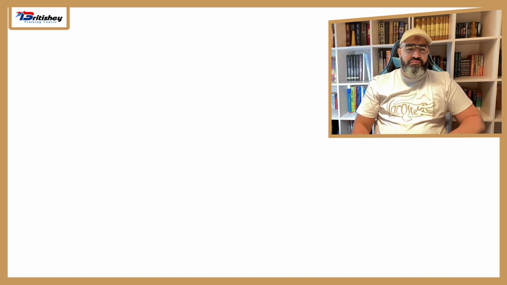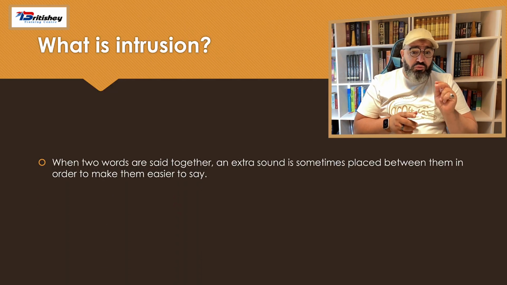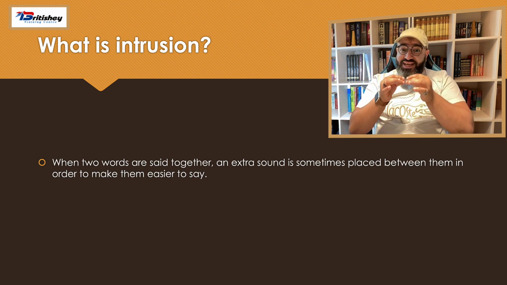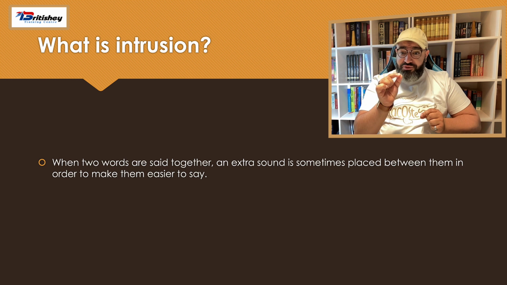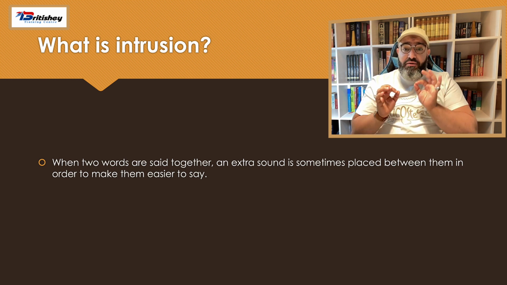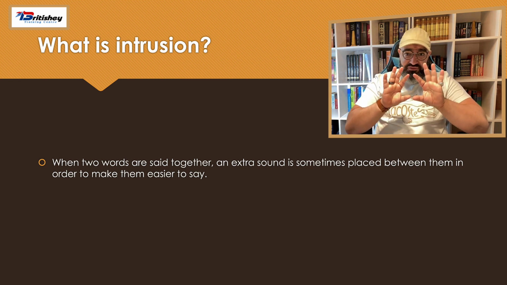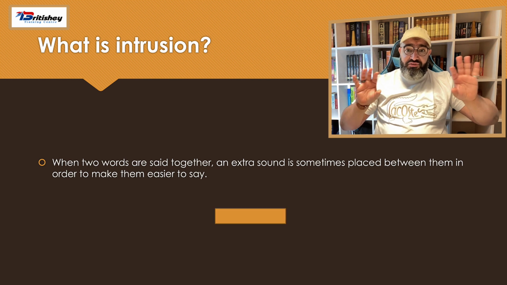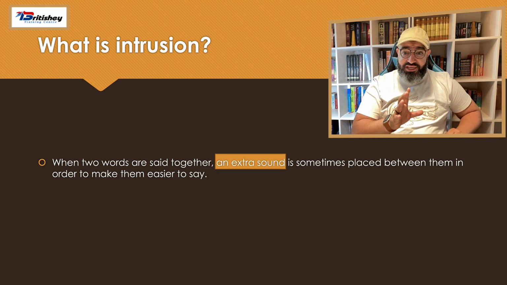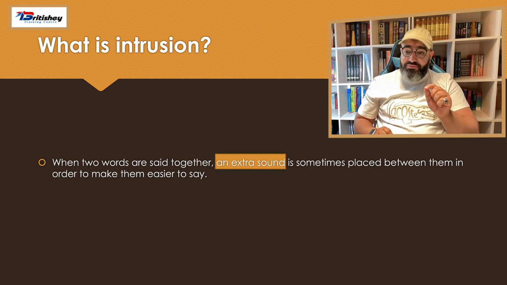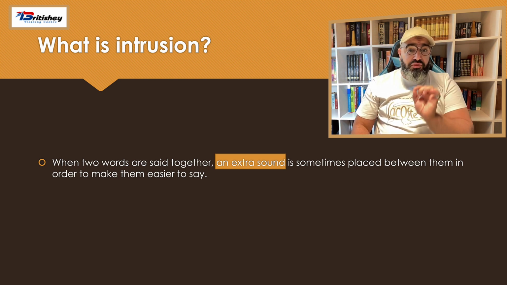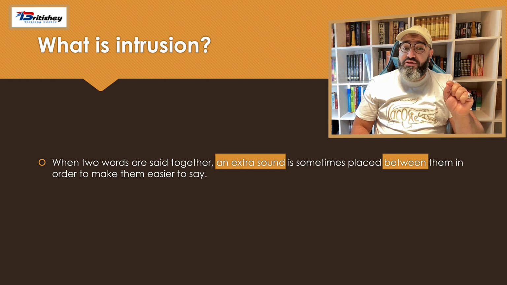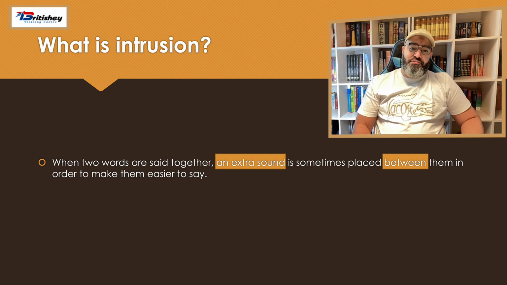And I would say intrusion is when 2 words are said together, an extra sound is sometimes placed. So that's a very important element of the definition. An extra sound is sometimes placed where? Between them in order to make them easier to say.